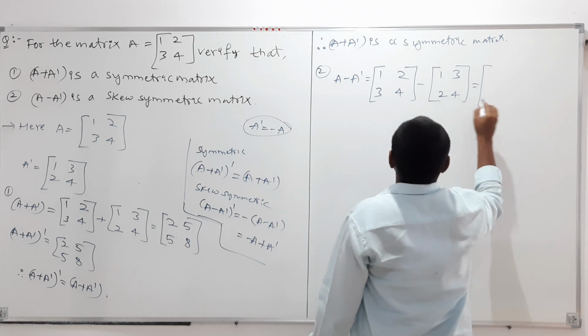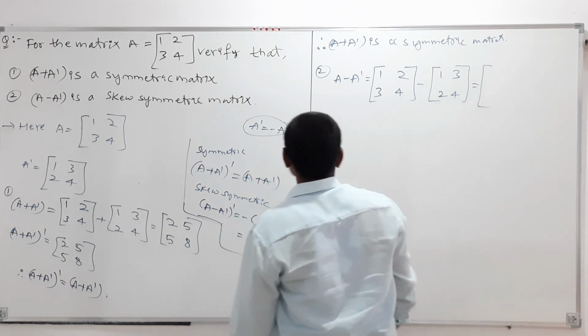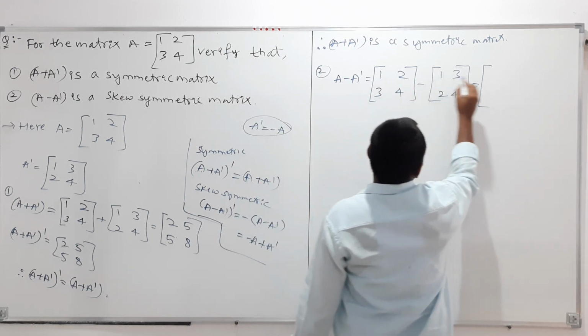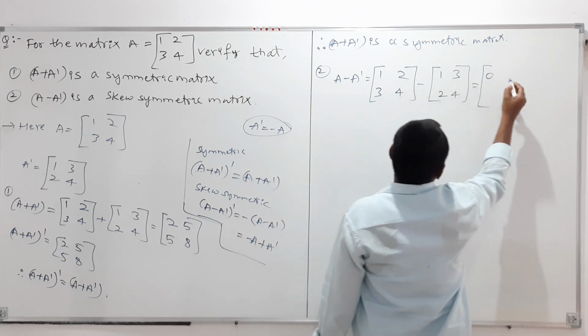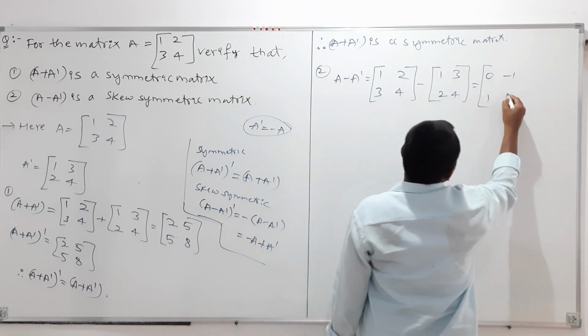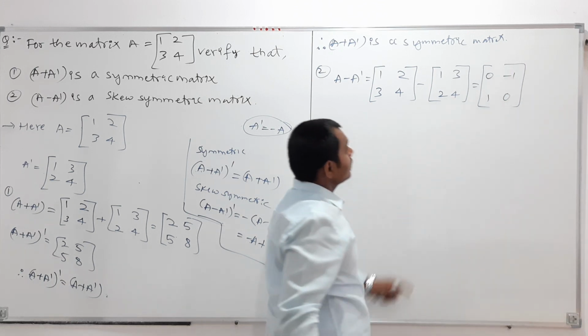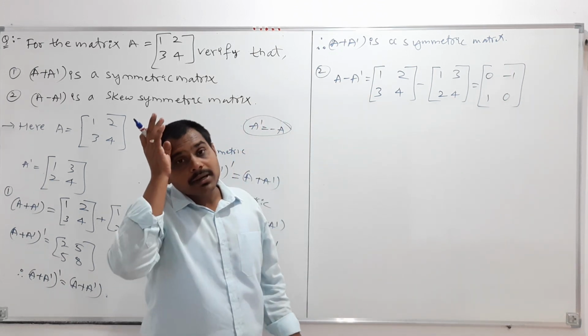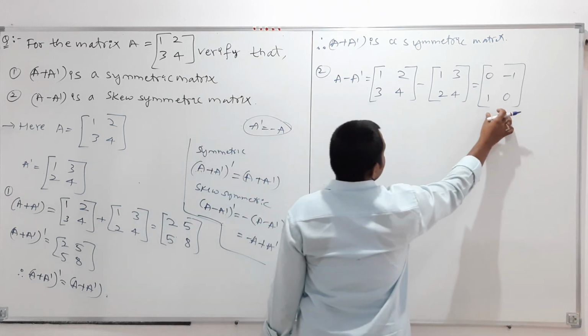And this is equal to, subtract these two matrices. 1 minus 1 is 0. 2 minus 3 is minus 1. 3 minus 2 is 1. 4 minus 4 is 0. Clear? This is your A minus A transpose value.